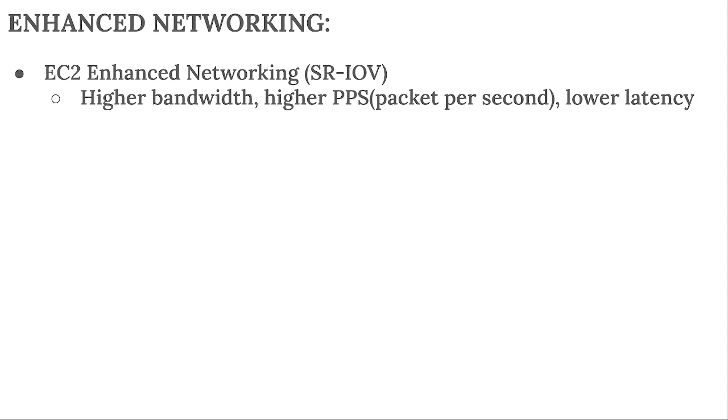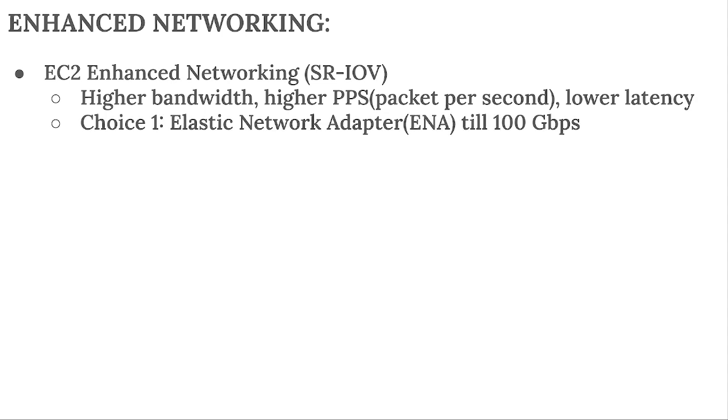Also, we have two options for this. First one is Elastic Network Adapter, ENA, which supports up to 100 gigabits per second, and choice 2 is Intel 82599 VF, up to 10 Gbps. Okay, this is legacy. So this EC2 enhanced networking, especially the ENA adapter, works for the newer generations, or you can say the latest generations of EC2 instances, as we will see in the hands-on practical.